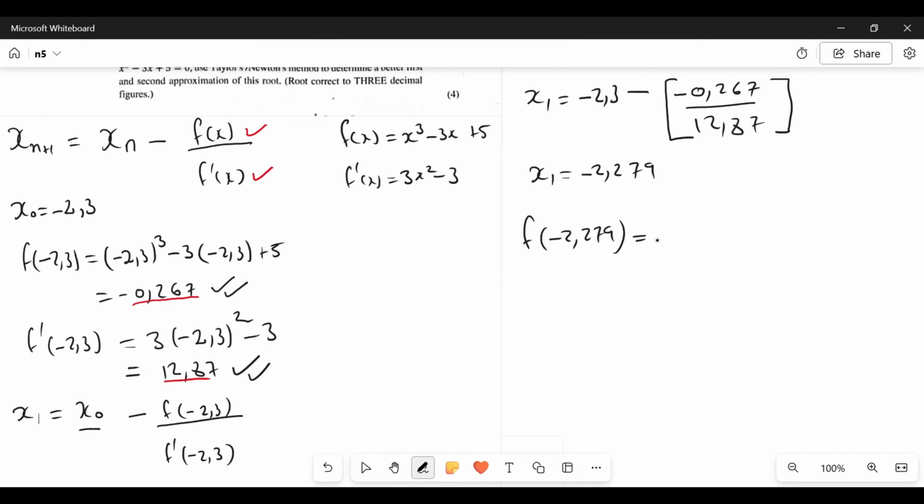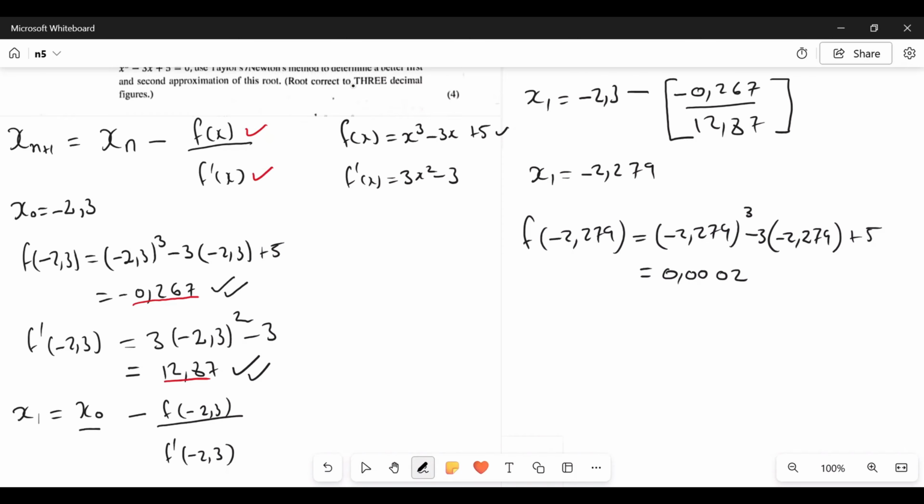There we go. So this is going to be equal to, so we're going to look at the original equation. Wherever there is x, we're going to substitute negative 2,279. Let's do it. Negative 2,279, and let's not forget this is cubed, minus 3 multiplied by negative 2,279, plus 5. So if you put this on your calculator, what are you going to get there? I'm getting 0,0002. There we go.